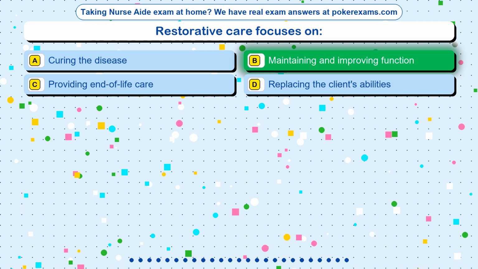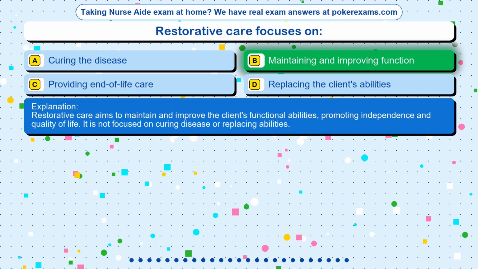The correct answer is option B, maintaining and improving function. Restorative care aims to maintain and improve the client's functional abilities, promoting independence and quality of life. It is not focused on curing disease or replacing abilities.